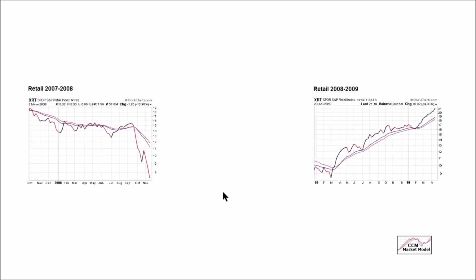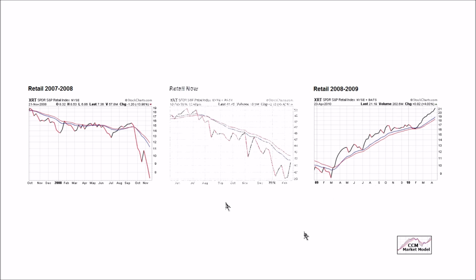Retail, the lifeblood of the U.S. consumer-driven economy. We get the full bore bearish look here in 2007 and the full bore bullish look relatively early in the bull market in calendar year 2009.